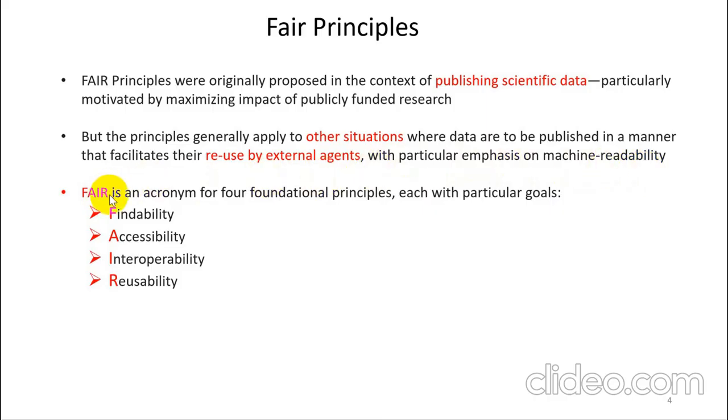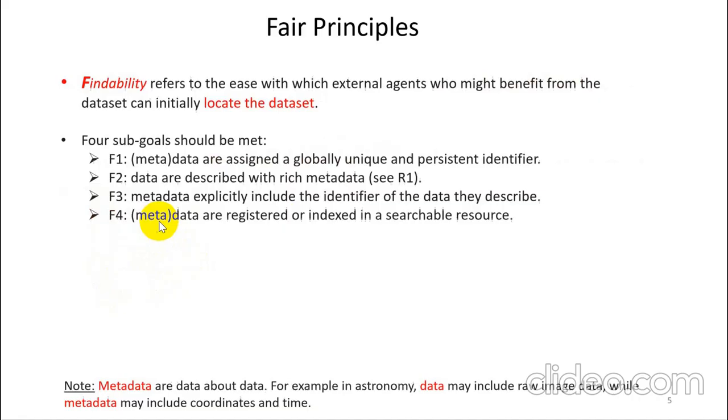Here, FAIR is an acronym for four foundational principles, each with particular goals, and they are findability, accessibility, interoperability, and the last one, reusability. Let us discuss findability first.